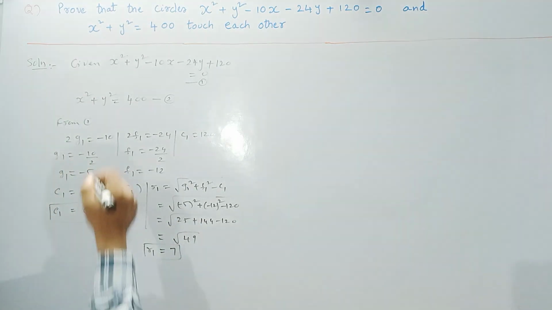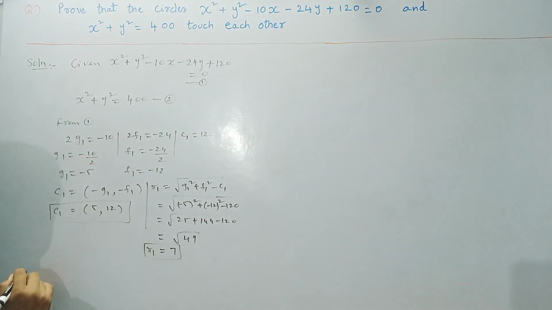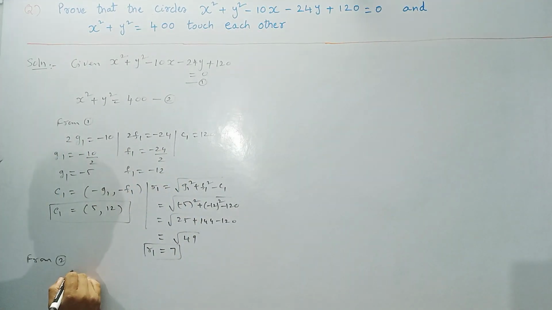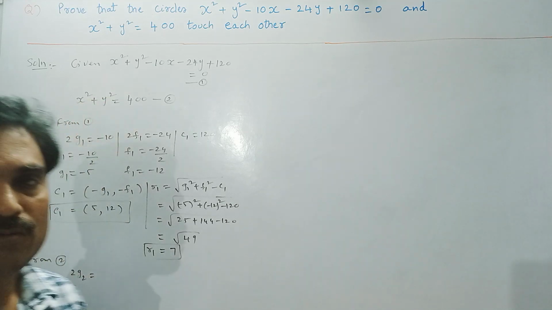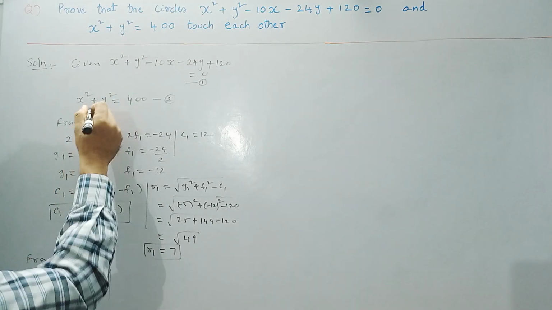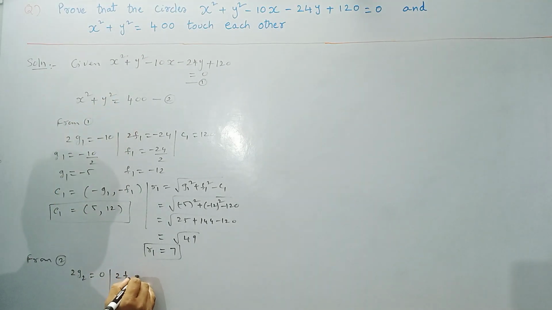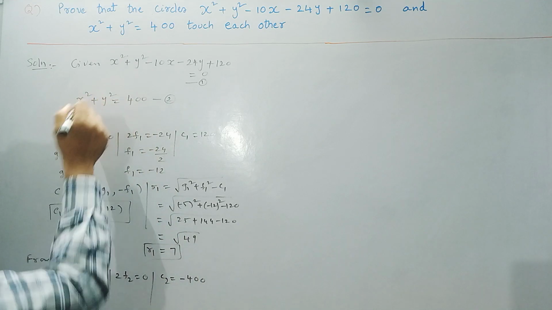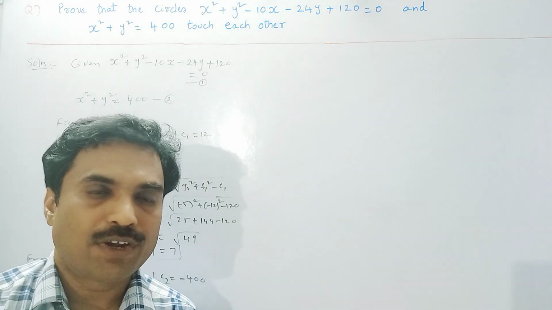Similarly you will find C2 and R2 from equation 2. So from the second equation, compare it with the general equation of the circle. So what is the general equation of a circle here? 2g2 equals, since there is no x coefficient here, you can take 2g2 as 0. Similarly there is no y coefficient, so you can take 2f2 as 0. And what is c2 here? So c2 is −400, because we have to take this 400 to this side, so it will be −400.